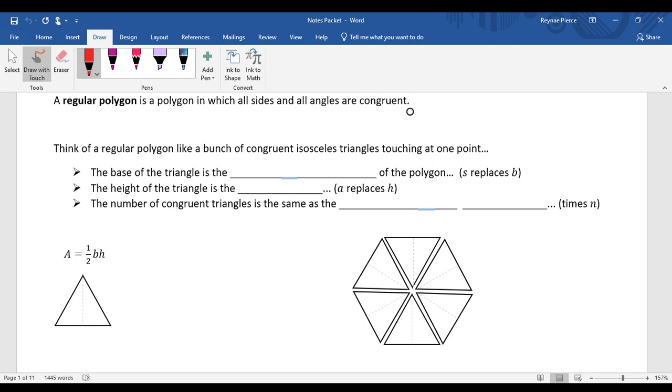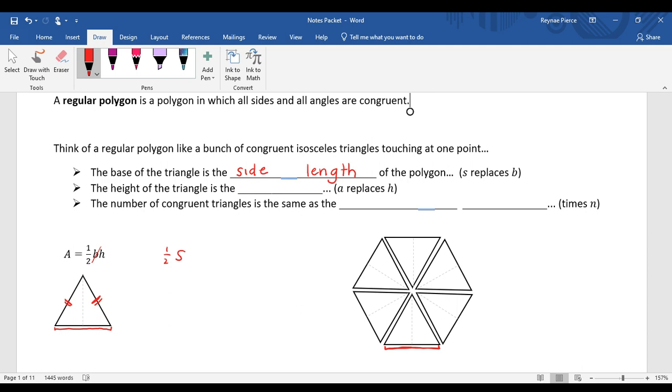And I want you to think of a regular polygon like a whole bunch of congruent isosceles triangles coming together. The base of the triangle here becomes the side length of the polygon. So in the area of a triangle equation, we're going to take out that lowercase b and put an s for side length.